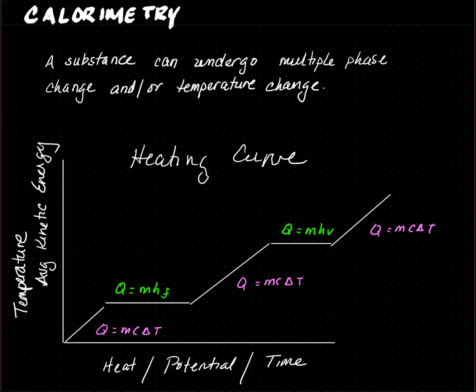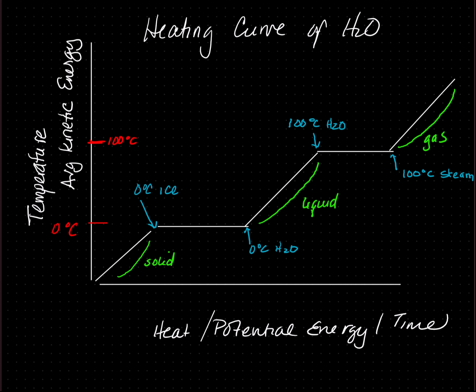In this type of problem, every single time there is a slope change, you must use a new equation, because the C constant for a solid is different from the C constant of a liquid as well as for steam. The heat of fusion for an object is different from the heat of vaporization. So whenever they go through multiple phase changes or temperature changes, depending on where they are located, more than one equation will be used. So here is the heating curve of water.